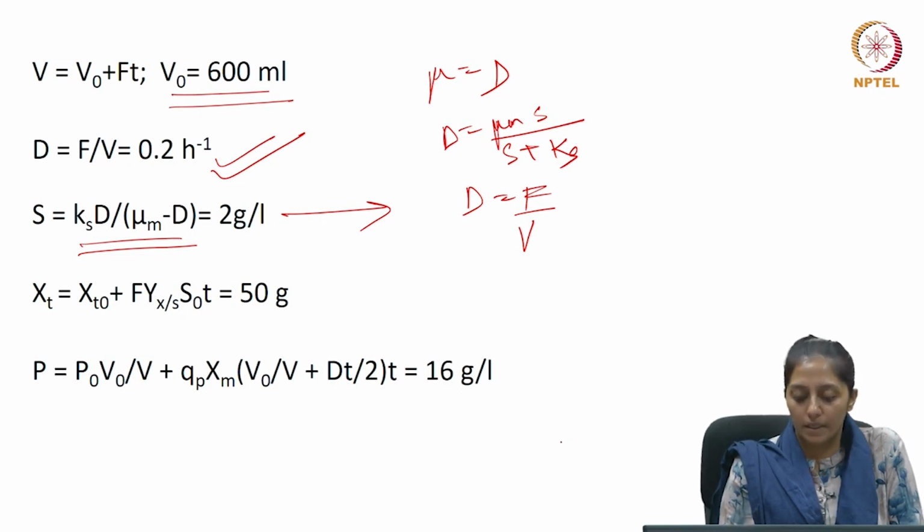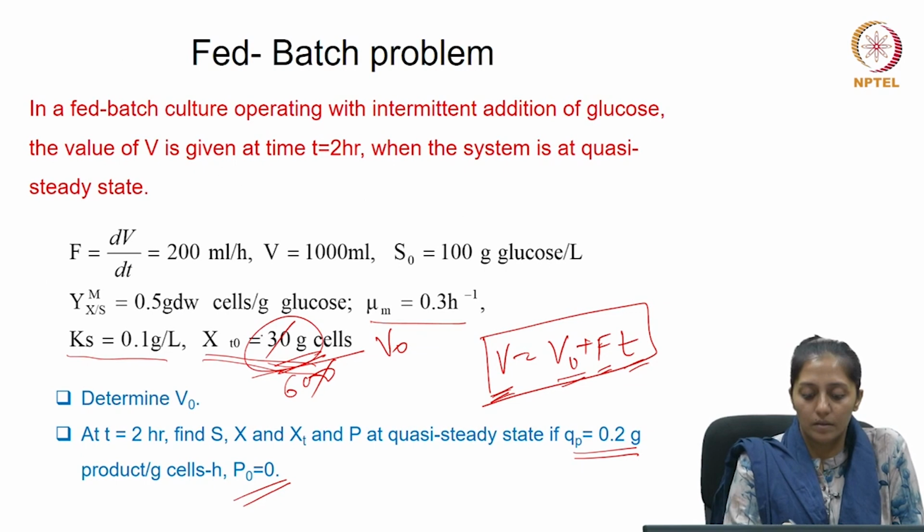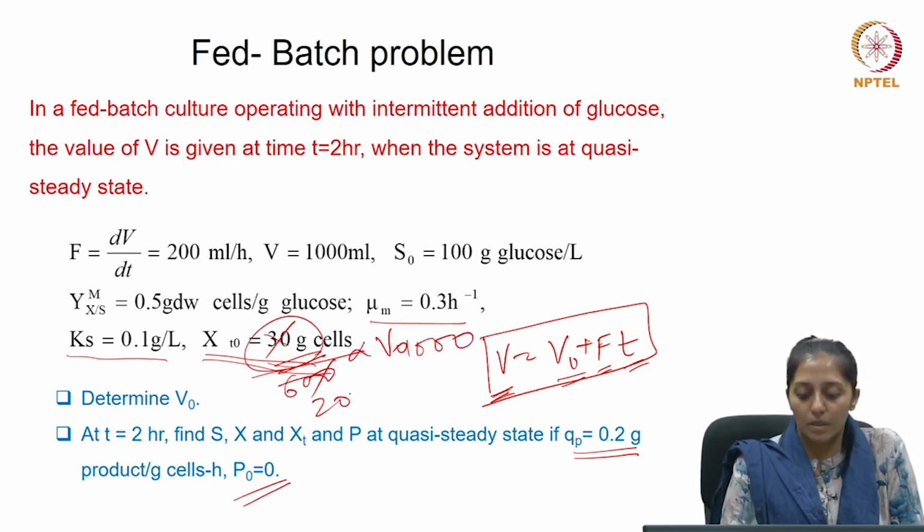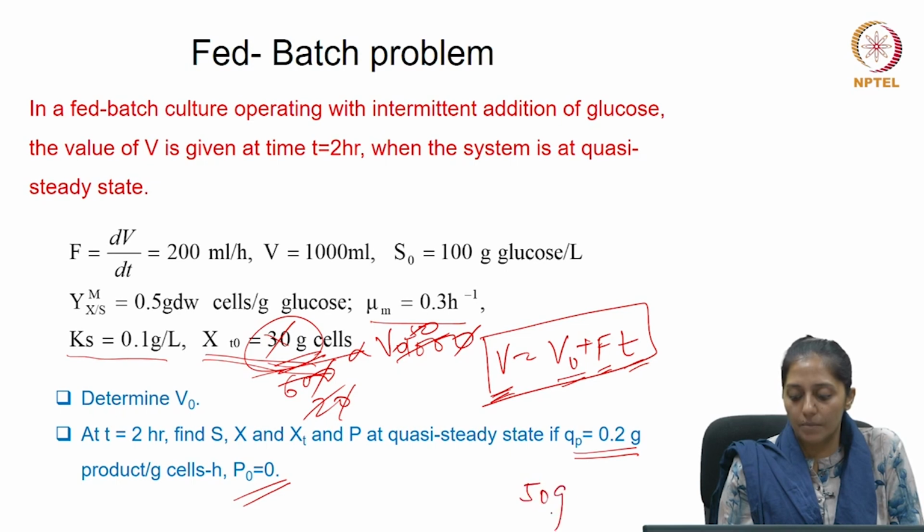So if you do this, how much will it be? Let us see, 30 by 20 multiplied by 1000. So this turns out to be 50 grams per liter is X.